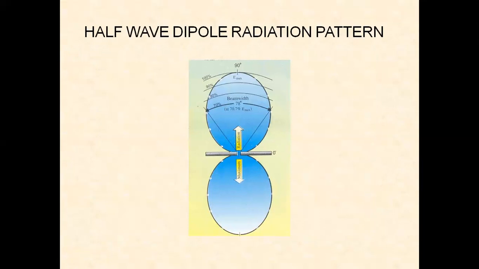The radiation pattern of one half wave dipole is a figure of 8. The radiation is perpendicular to the plane. This is the axis of the antenna. It is a half wave dipole. The radiation is perpendicular to the line, and when it comes in line, the radiation becomes 0. So it is radiating the signal in this direction, and it is also radiating the signal in this direction.